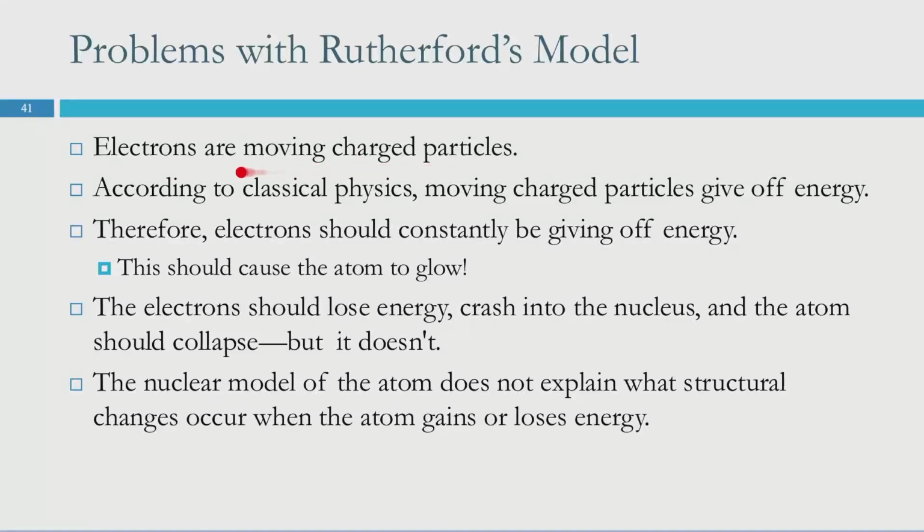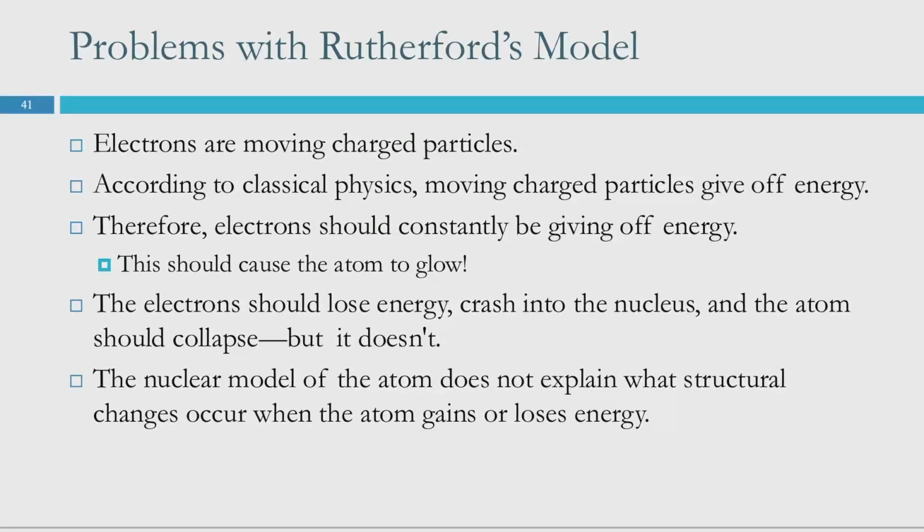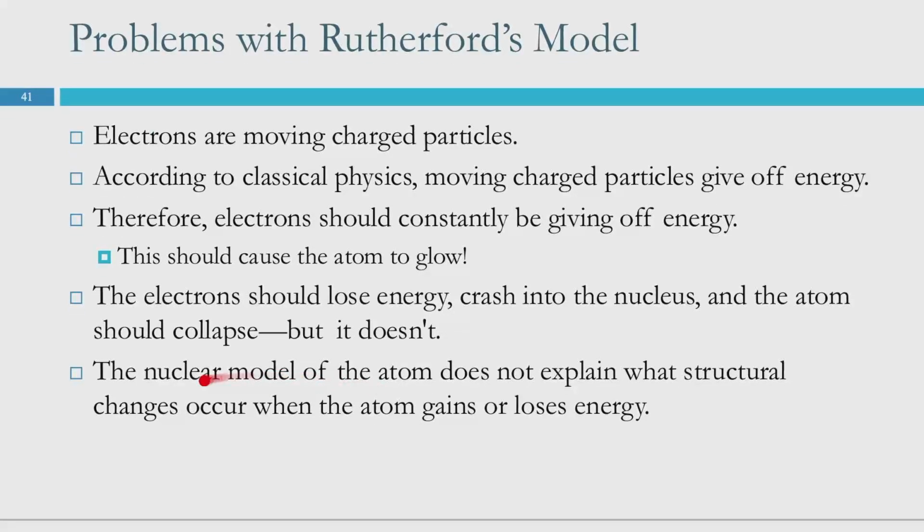Electrons are charged particles, and they're moving under Rutherford's model. That's problematic because moving charged particles give off energy. So if our charged particles are moving around, we would expect them to constantly be giving off energy, which might cause them to glow. Not necessarily in the visible spectrum, but in some spectrum. And since they're giving off energy, they should also lose energy, crash into the nucleus, and the atom should collapse. But it doesn't because we're here. And so this model of the atom doesn't explain some things, right? There's some issues.